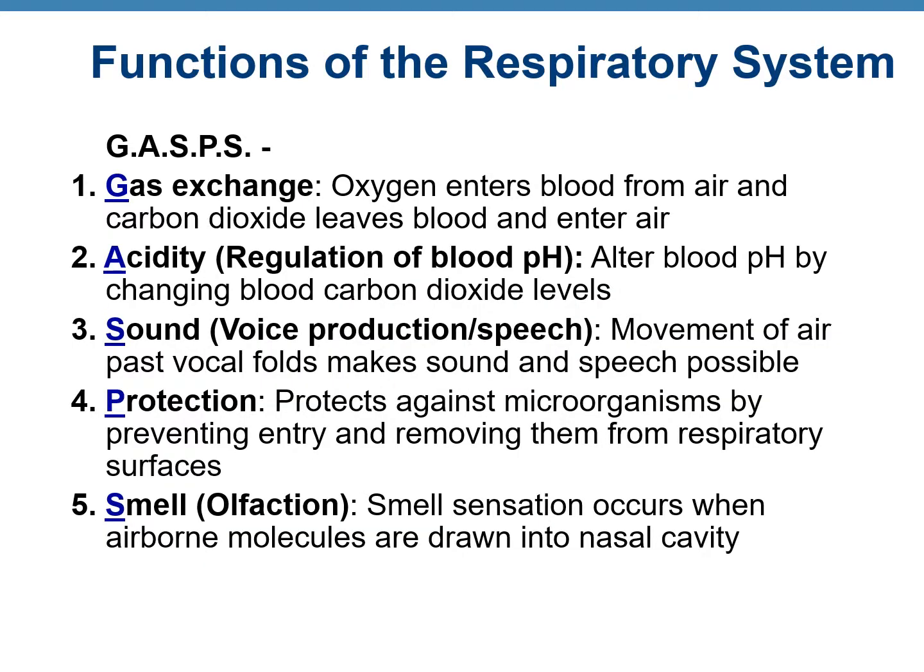There are five main functions of the respiratory system. Remember the mnemonic GASPs. G stands for gas exchange, where oxygen enters blood, oxygen enters your body, and we give out carbon dioxide. The second function is acidity. That means the blood pH is regulated. The more the amount of carbon dioxide in the blood, the higher the acidity.